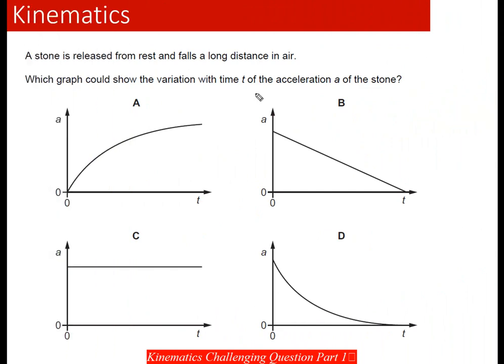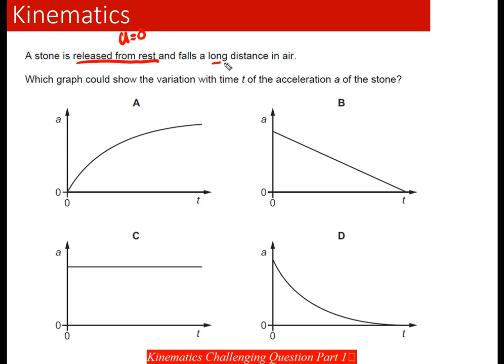Here is our first question. So let's try to answer this question now. First of all, we need to read the question carefully. We need to understand what is given in the question and what we need to find. So first of all, it is given to us that a stone is released from rest. From rest simply means that its initial velocity is equal to 0.